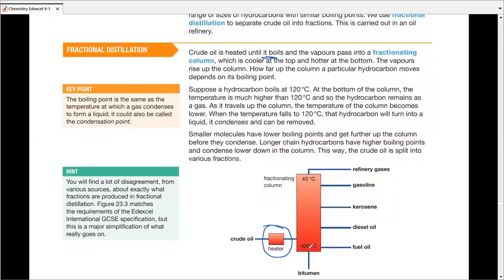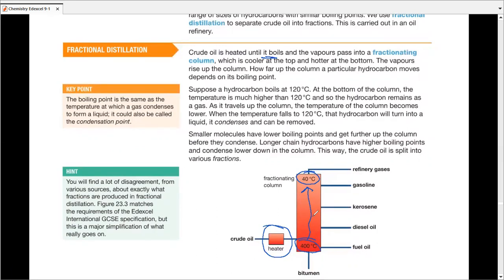Now, at the bottom of the fractionating column, the temperature is the highest due to the presence of the heater right next to it. As soon as the vapors rise up, since they go farther from the heater, they start losing their heat and become cooler and cooler. So much so that you notice a difference from 400 all the way to 40 degrees from the bottom of the fractionating column all the way to the top.